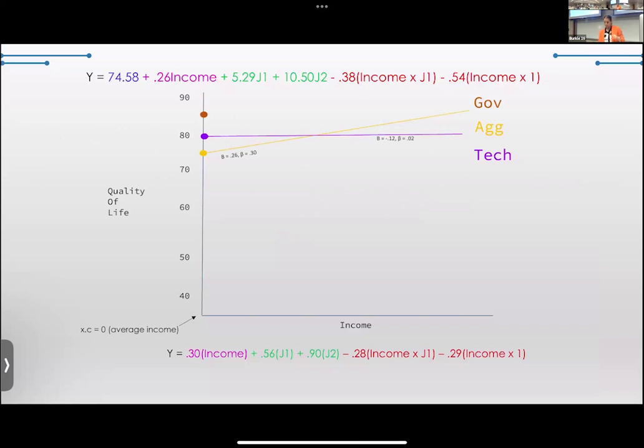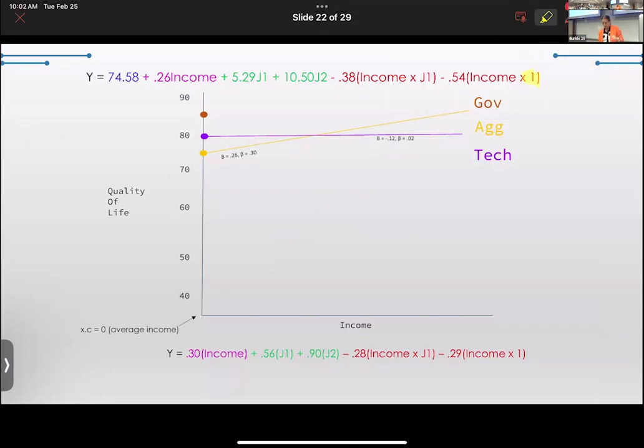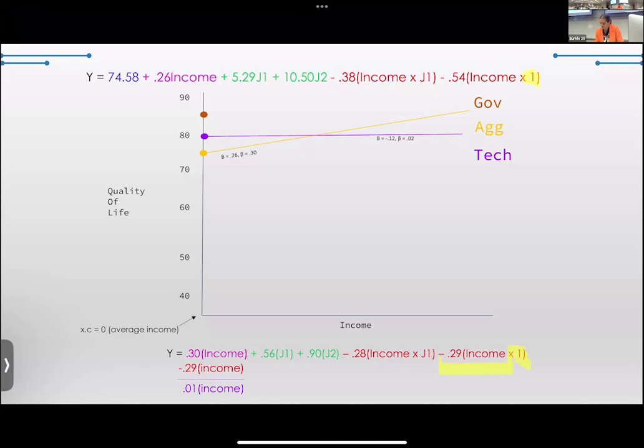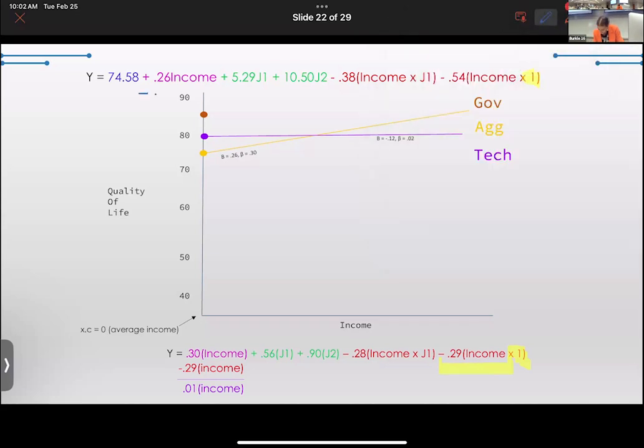When you move to government, that 0.3 decreases by 0.29, which results in a standardized slope of 0.01. So same concept, we plugged a 1 in for our moderator J2. We end up with negative 0.29 income. We can combine it with our starting slope and we end up with 0.01 income. Or if we did it up here, right? We did 0.54 income and we added minus 0.54 income here, right? We would get minus 0.28 income. And there it is, right?